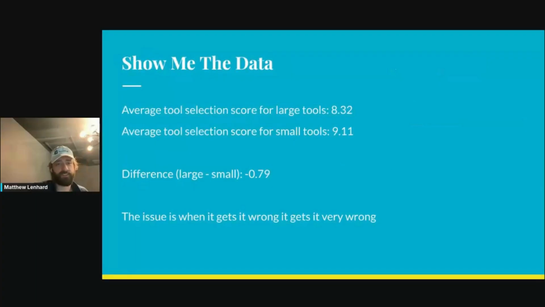So what does the data look like? Like I said, with the eval prompt, I scored it on a scale of 0 to 10, looping through a few hundred prompts. The difference was about a score of 0.8. But what I think is more interesting is that when it's wrong, it gets it really wrong, and it's going to be very noticeable to the end user, which I think is our ultimate goal here.